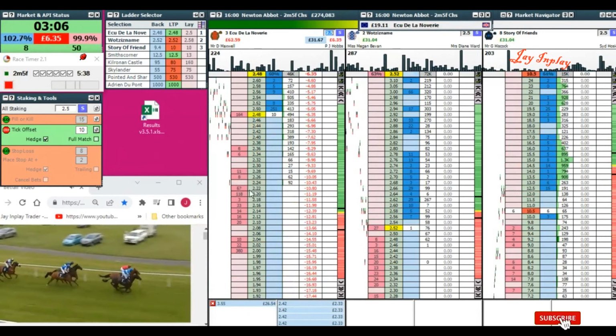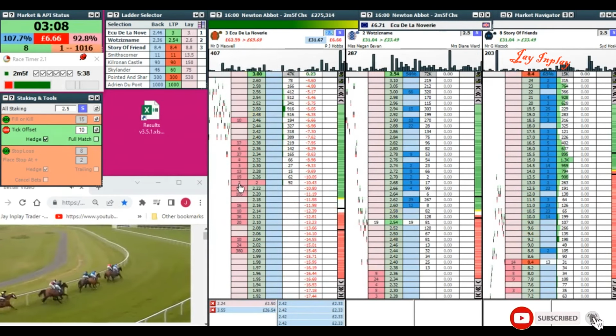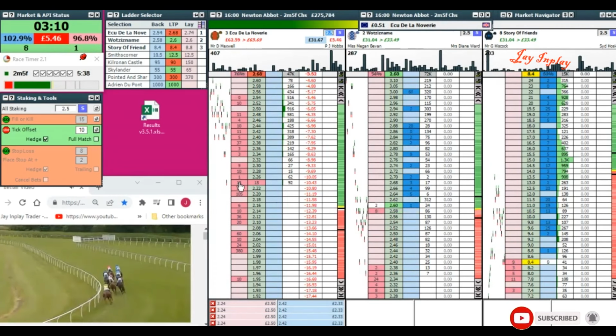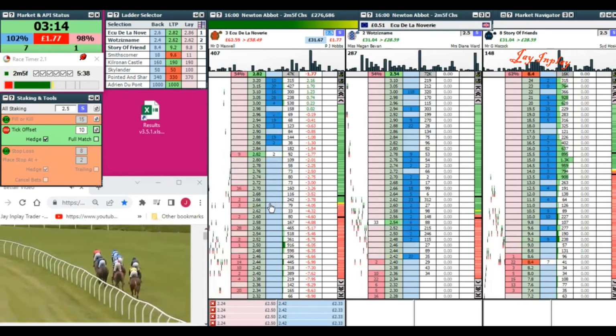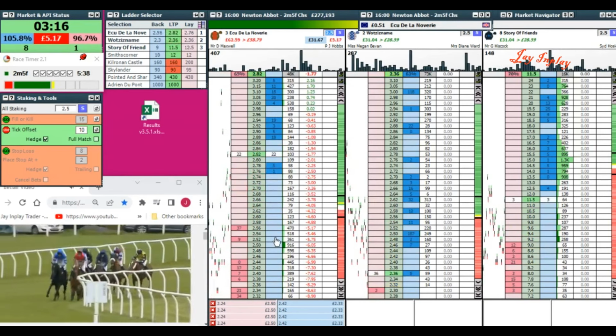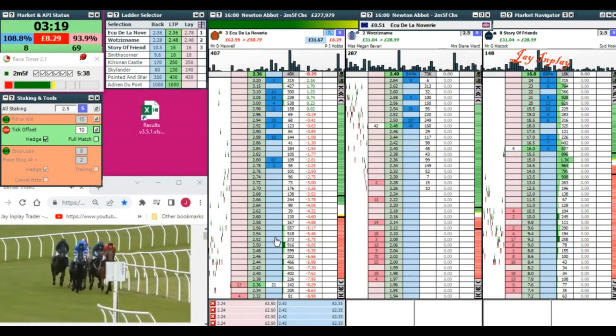They're followed by Pointed and Sharp. We'll go again. It just can't. We'll get matched on that exit up there, that higher exit, but I might as well try and get some ticks down here at the same time. Steeplechase Company. This is how the Racetimer works. This is just absolutely mental.